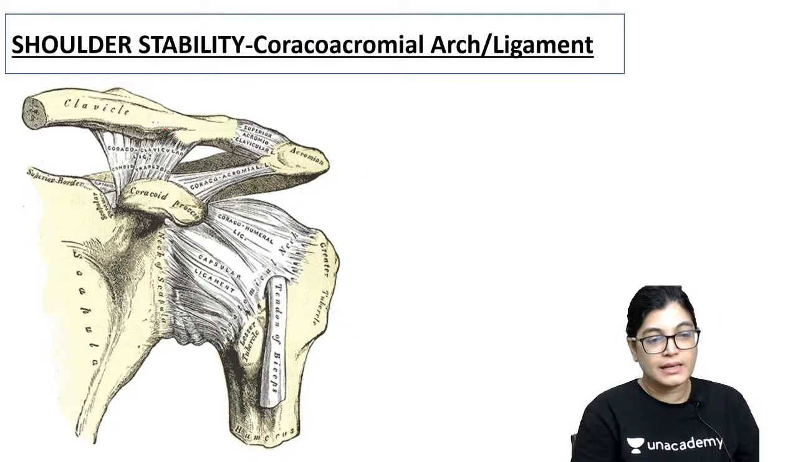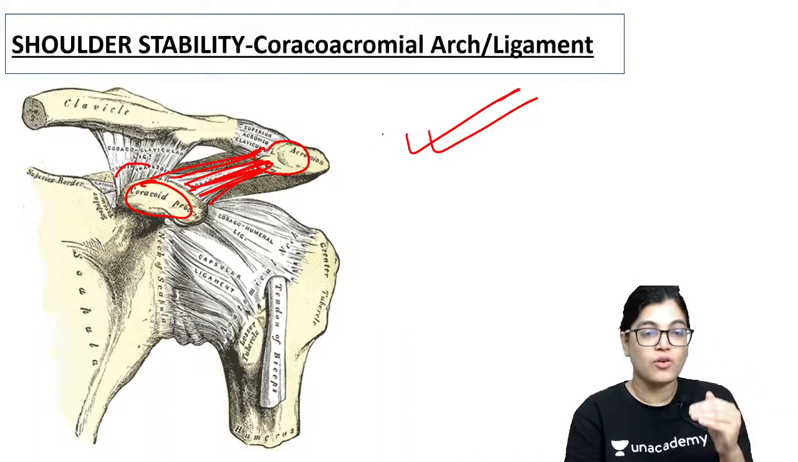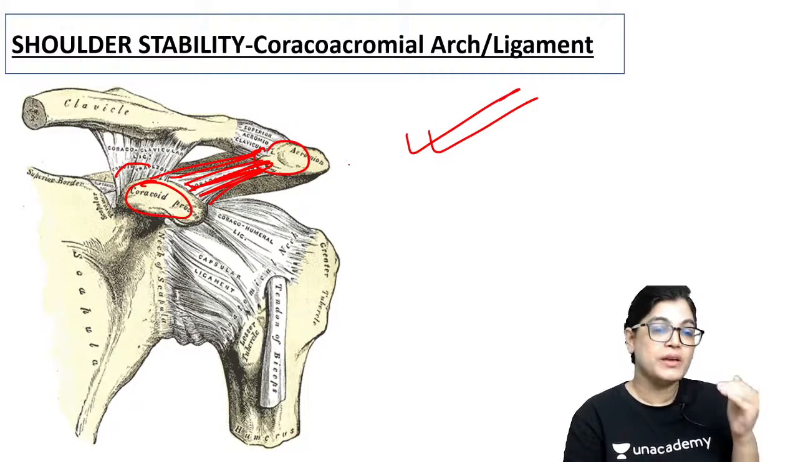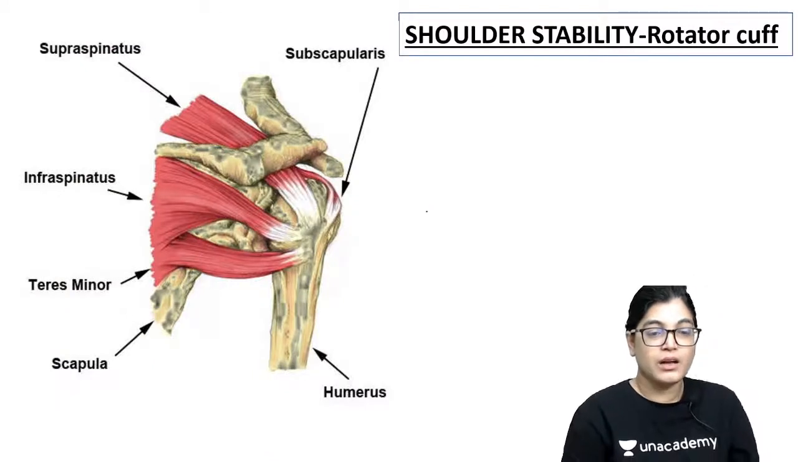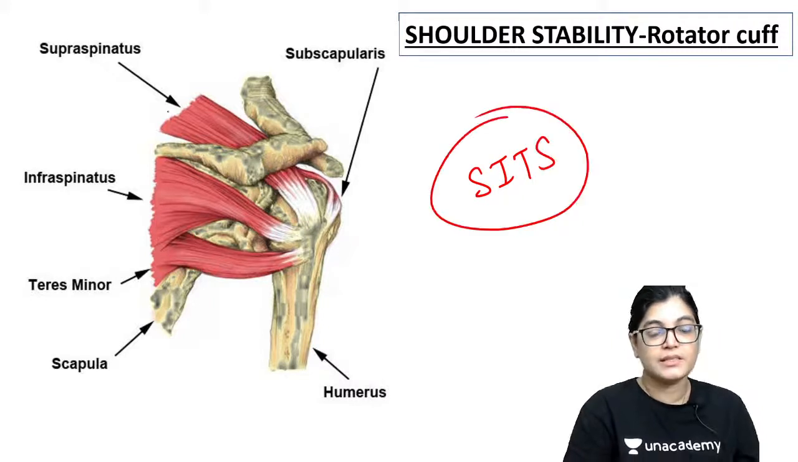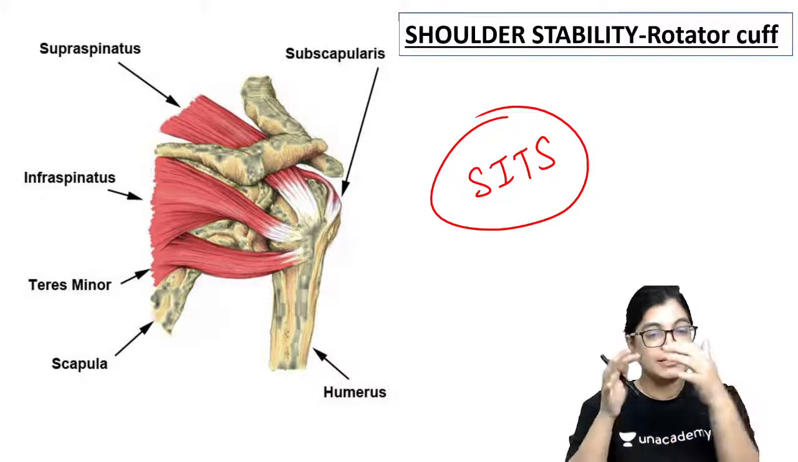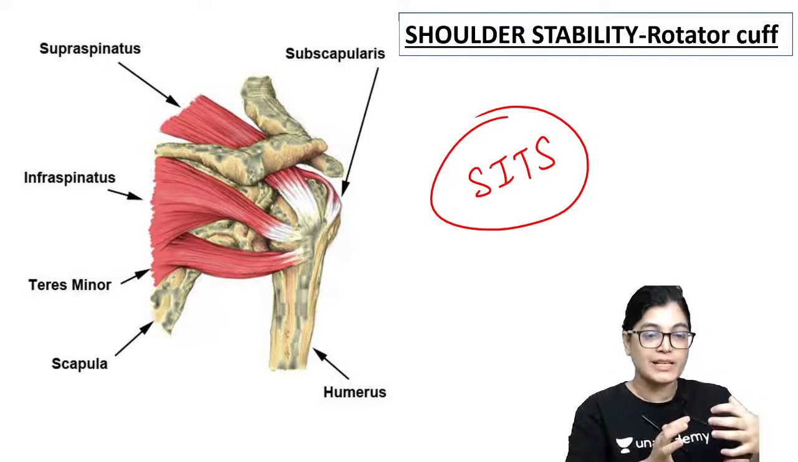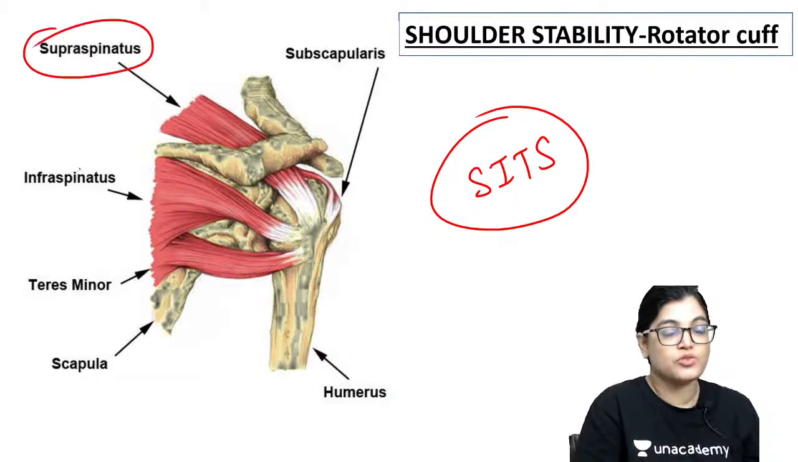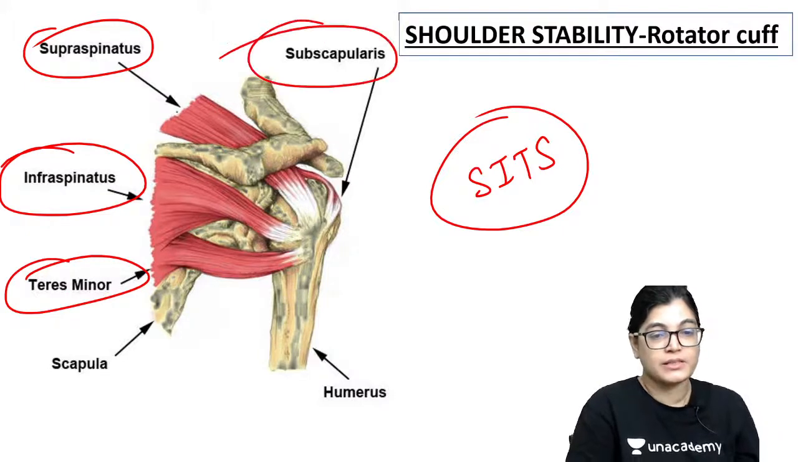Now see here, this is the coracoid process, and this is the acromial process, connected by a ligament, the coracoacromial ligament, and as I told you, together they are called the coracoacromial arch, which prevents superior displacement of the shoulder joint. Now we can see 4 muscle tendons, altogether called SITS, which hold the head of humerus toward the medial aspect of the glenoid cavity. The muscles are supraspinatus, infraspinatus, teres minor, and subscapularis.